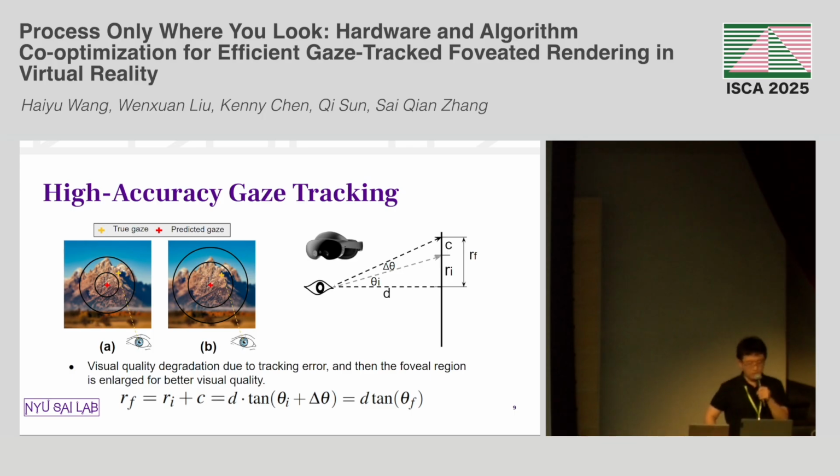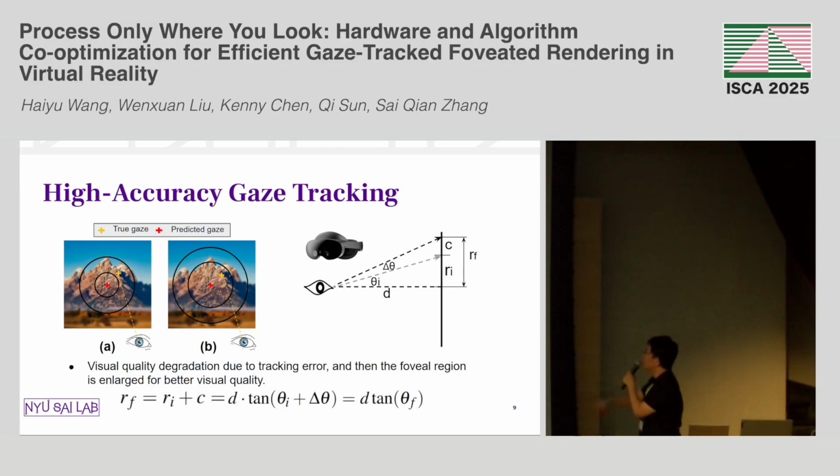And one simple solution to mitigate this is to enlarge the central foveal region, as shown in figure B here. But this, on the other hand, will cause additional rendering cost. So actually, you can see here the accuracy of these gaze tracking algorithms is positively related to the rendering cost. So it's highly necessary to design gaze tracking algorithms with pretty high tracking accuracy. On the right-hand side, this picture shows a very simple mathematical relation between the gaze tracking error and the radius of the central foveal region.